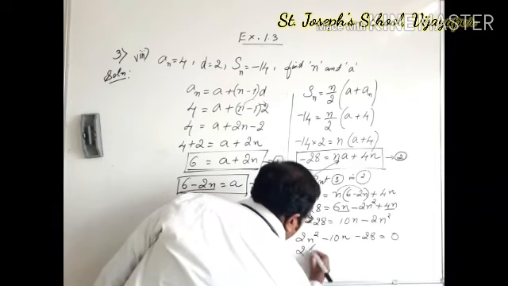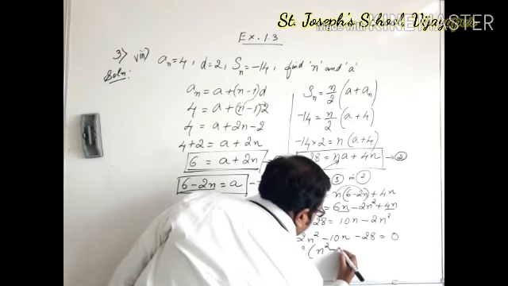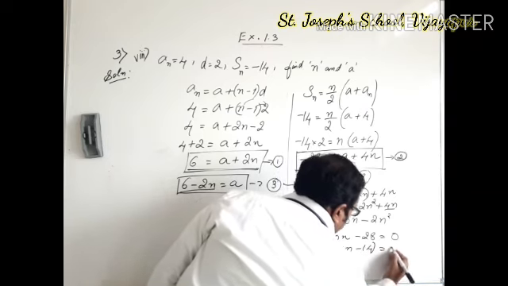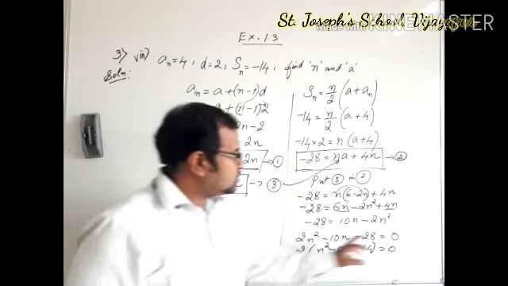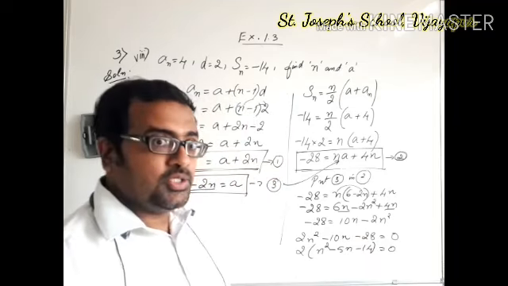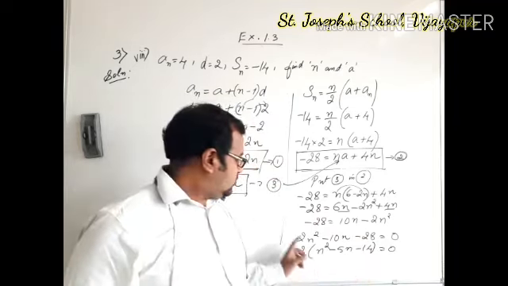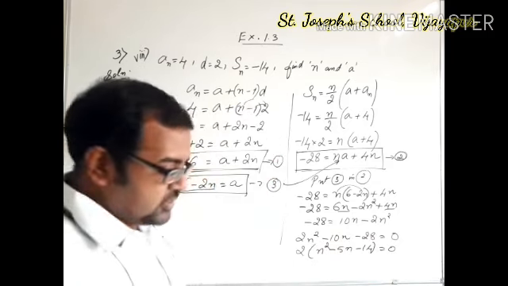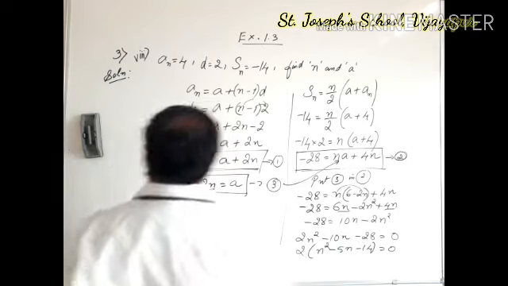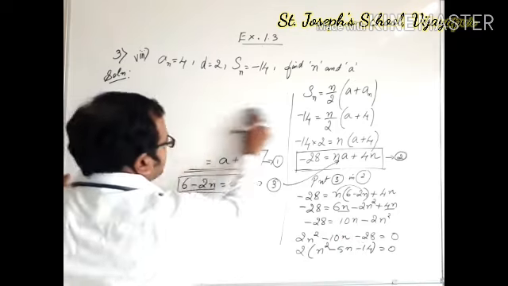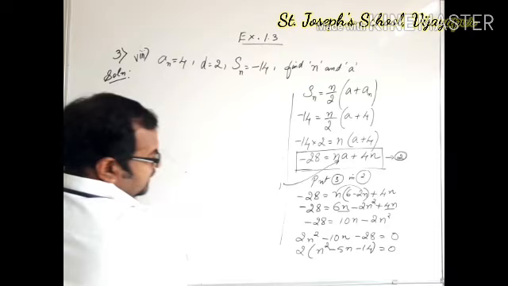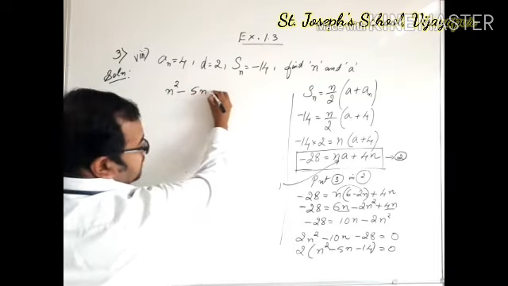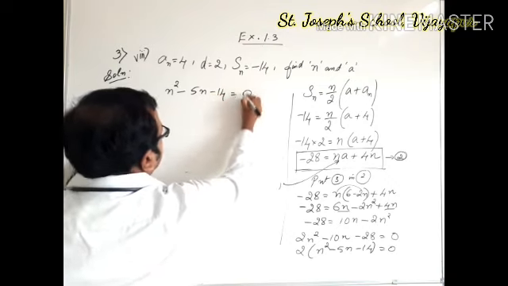So 2 goes out, becomes n square minus 5n minus 14 is equal to 0. This 2 goes to the other side, becomes 0 divided by 2. 0 divided by anything is 0. So it becomes 0 by 2, which is 0. Equation is n square minus 5n minus 14 is equal to 0.